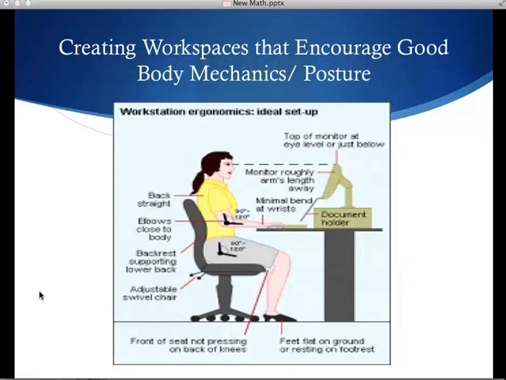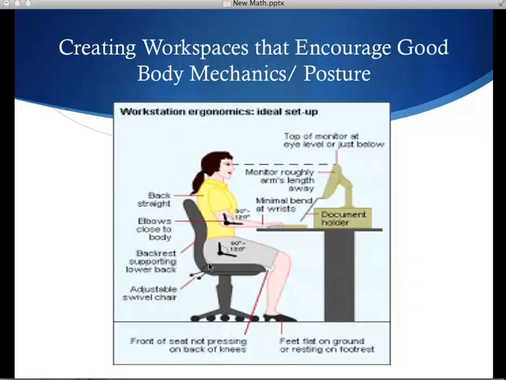Creating workspaces that encourage good body mechanics and posture is a good habit to have during work. As you can see, this woman is seated all the way back on the chair. In this way, her back is fully supported. So there are many little techniques that we can do to assess good posture in the workplace.